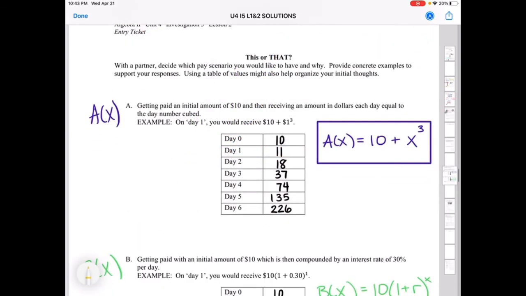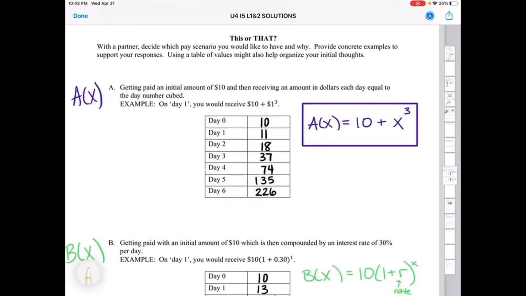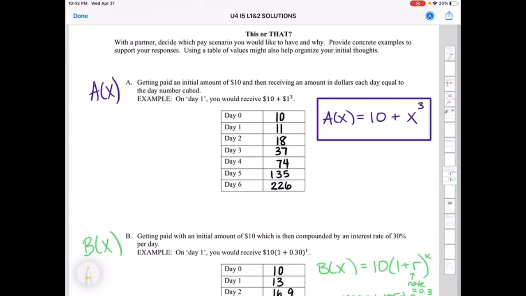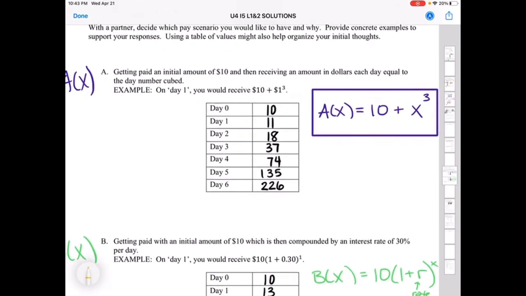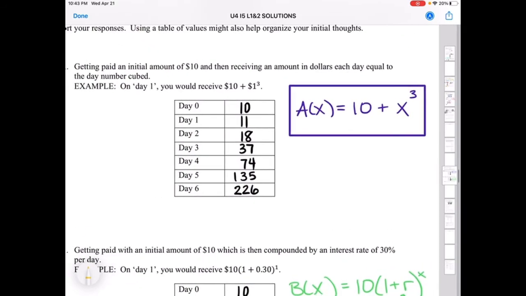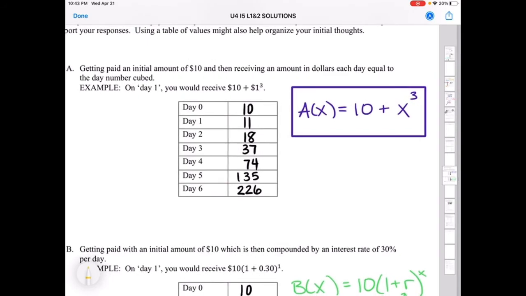Moving on to the entry ticket for lesson 2, we're going to be looking at 2 other exponential functions. So the first one, we're going to call it a of x. It's asking for when you get paid an initial amount of $10 and then you receive an amount in dollars each day that is equal to the day number cubed.